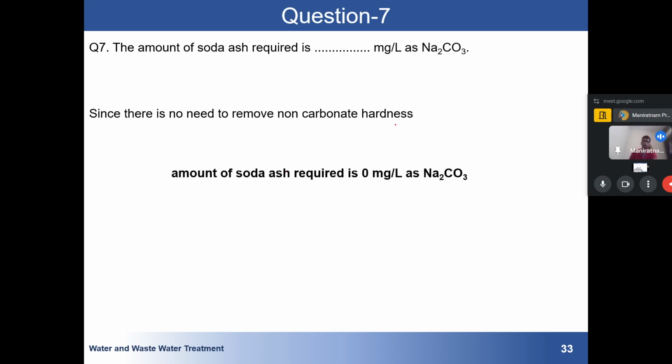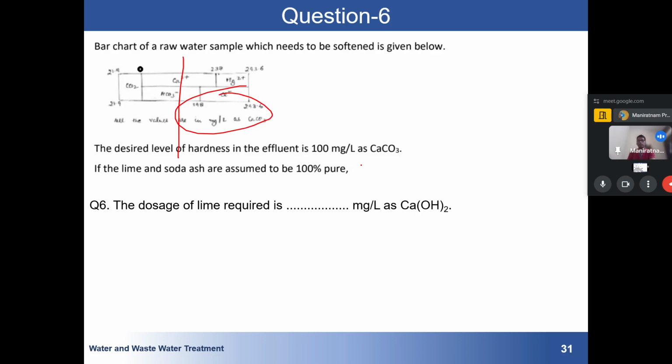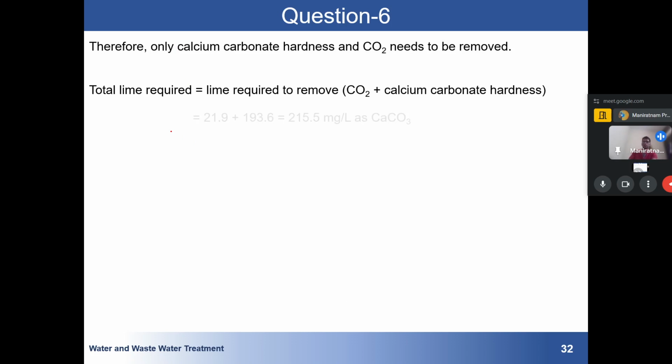The amount of soda required is zero milligram per liter. I hope this is clear to you. Remember, I have to remove this hardness till this point only. So that's why I am not adding any kind of soda.